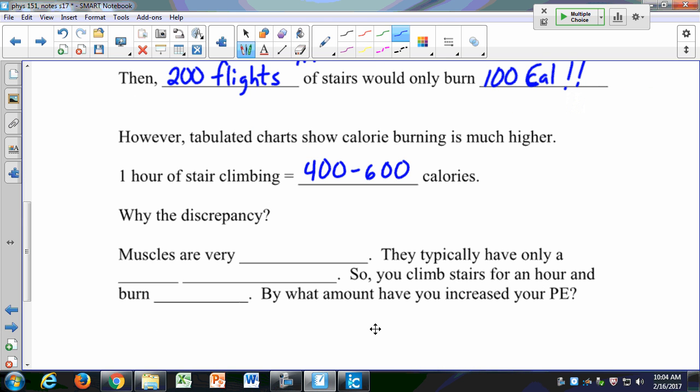Yeah, sort of. Your body is just not terribly efficient; your muscles are very inefficient. I know I said the other day that the body is quite efficient, but that was in comparison to a car, which is only like 10 or 20% efficient. But anyway, the muscles are very inefficient. They typically only have a 20% efficiency.